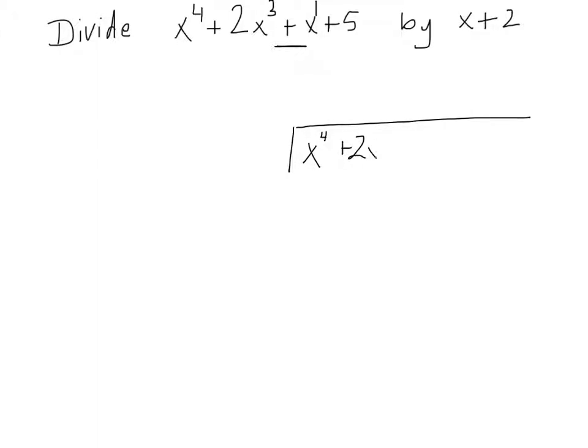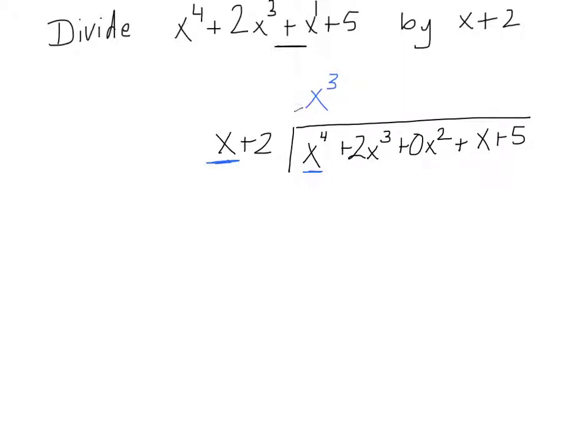plus 2x cubed plus 0x squared, filling in that missing term, plus x plus 5. And we are dividing this by x plus 2. Okay, so what you think to yourself is, what do I multiply by x to give me x to the fourth? That's going to be x cubed.